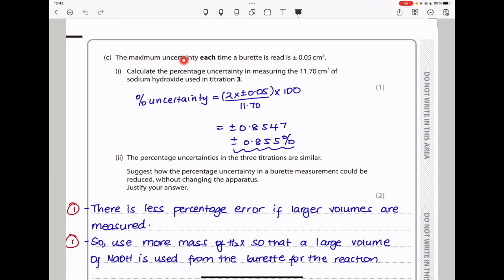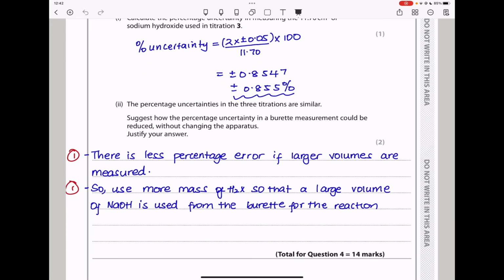Here they say the maximum uncertainty each time a burette is read is plus or minus 0.05 centimeters cubed. Calculate the percentage uncertainty in measuring the 11.70 centimeters cubed of sodium hydroxide used in titration 3. So in titration 3, we used 11.70. If you go back to the table, we know that the burette is read twice, so 2 times that, divided by that, times 100, gave us plus or minus 0.855%, which is the percentage uncertainty.